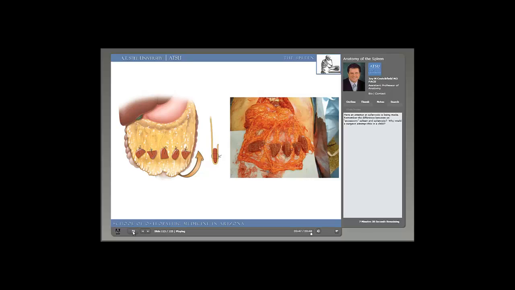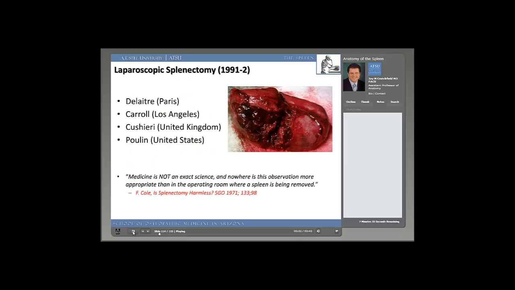The advent of laparoscopic splenectomy began in the early 1990s. And an interesting quote: "Medicine is not an exact science, and nowhere is this observation more appropriate than in the operating room where a spleen is being removed. In fact, in my experience, sometimes it's comical. Sometimes the spleen is shattered and lifts right out. Other times you have to dig it out. Sometimes it's a bloody mess, and other times there's hardly any blood loss at all. It can be a very daunting task in the middle of the night, especially when one doesn't have an assistant. You don't need to remember the names of these surgeons. Just know that laparoscopic splenectomy is relatively recent."